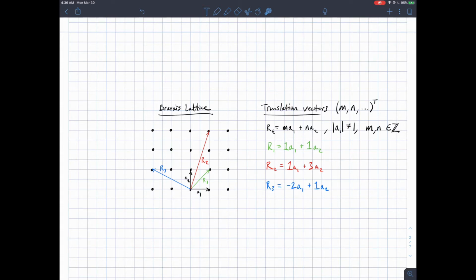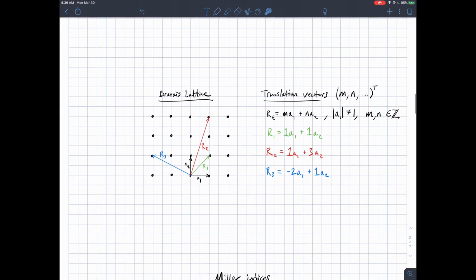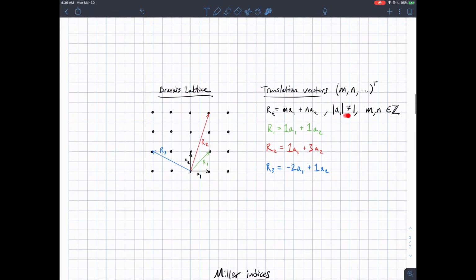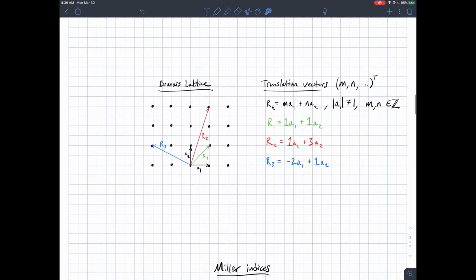Then we can translate this unit cell anywhere we want in any direction. I've only shown you translation vectors going up for some reason here, but you can go down or whichever direction, as long as you're talking about a Bravais lattice. It's an infinitely tileable pattern. And in order for this to happen, these translation vectors have to have integer coefficients. And the basis doesn't have to have magnitude 1.